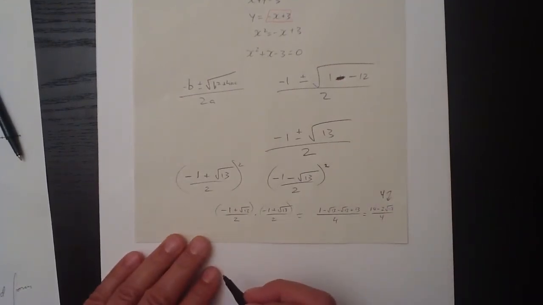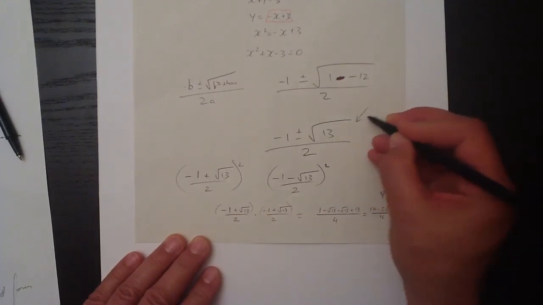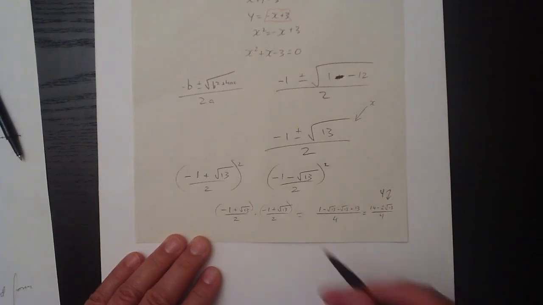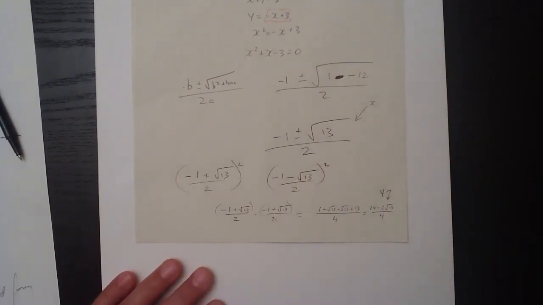And your solutions for x, that was your x there. Two of them, a plus and a minus. Oh, that's complicated.